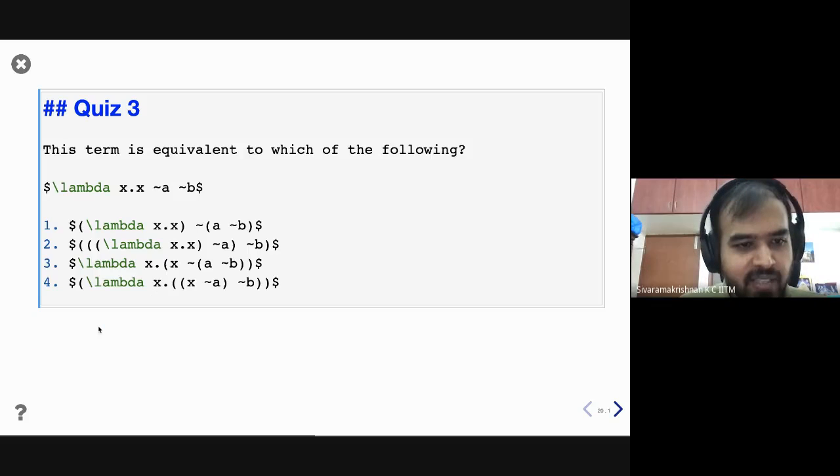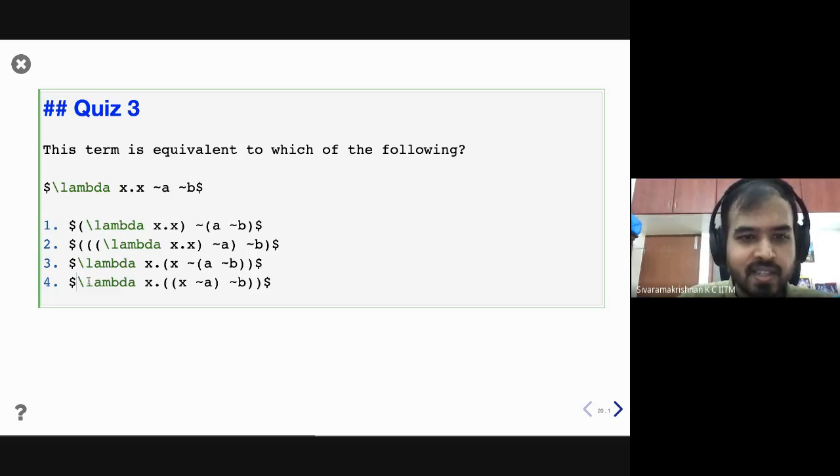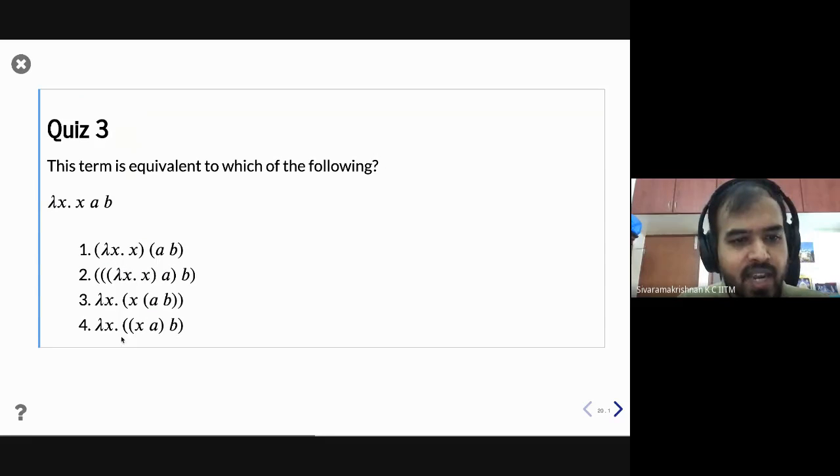This is an extra bracket, I don't actually need this, but it doesn't matter if it is there. The idea is that you first apply x to a, and take that result and apply it to b, because function application is left associative. Just apply those two conventions.